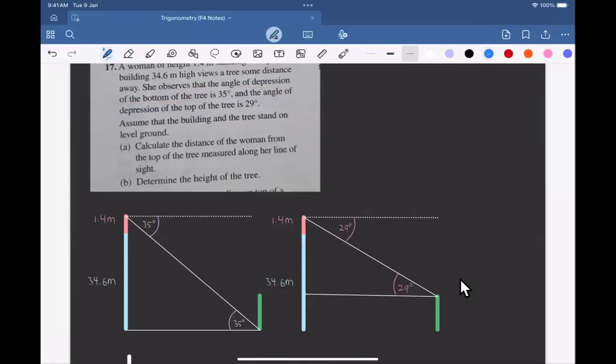So let me ask you a question then. In this first diagram, is she looking at the bottom of the tree or the top of the tree? Um, the bottom. Right? And over here, she's looking at the what? Top. Okay, well, yeah, you were paying attention.